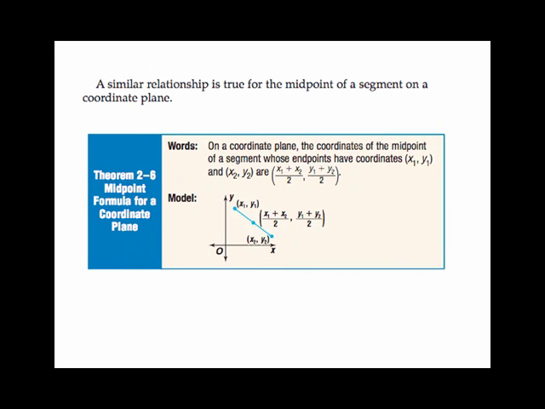A similar relationship is true for the midpoint of a segment on a coordinate plane. Here the midpoint formula tells us, on a coordinate plane, the coordinates of the midpoint of a segment whose endpoints are x1, y1, and x2, y2 will be an x value of the average of the x values, x1 plus x2 divided by 2. The y value will be the average of the y values, y1 plus y2 divided by 2.